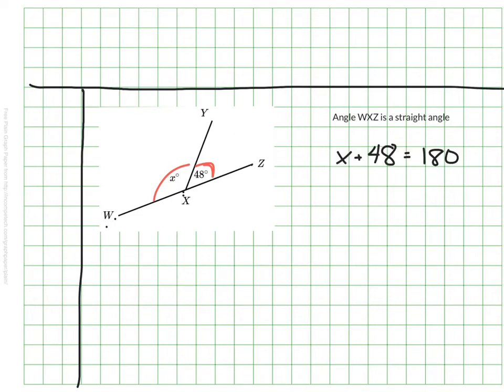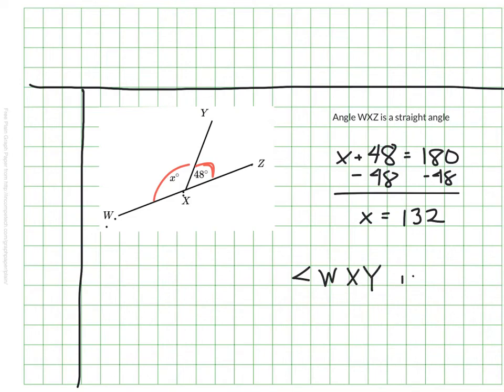So I know that the value of this area, I'm just going to call that x, plus 48 is 180. So as always, we can solve for our missing variable. And when we do that, we can find out the value of x, which works out to be 132, which means our angle WXY is 132 degrees.